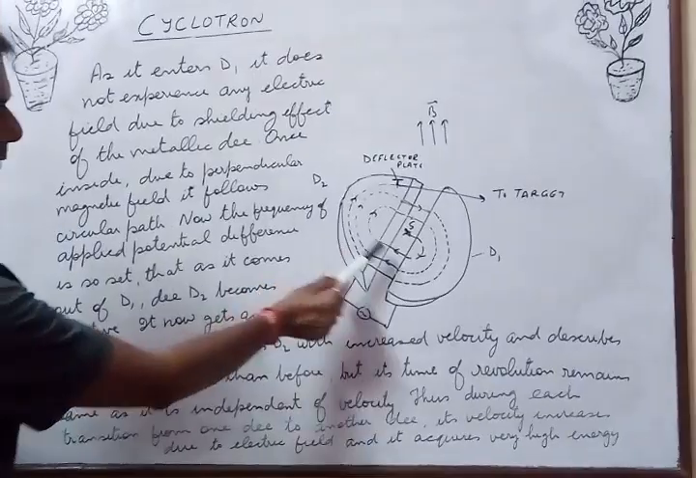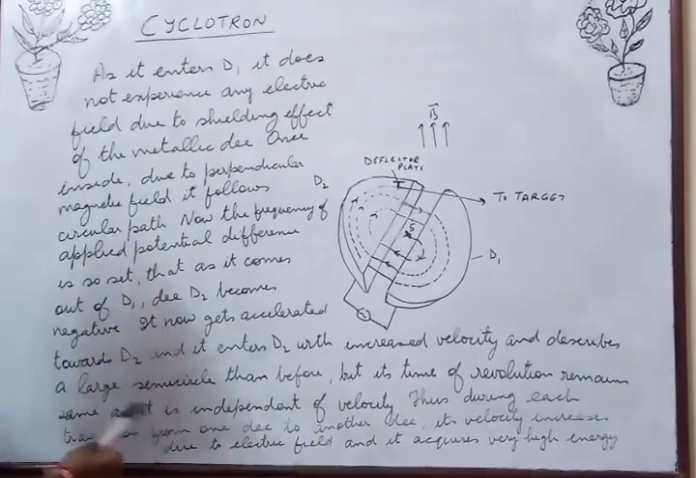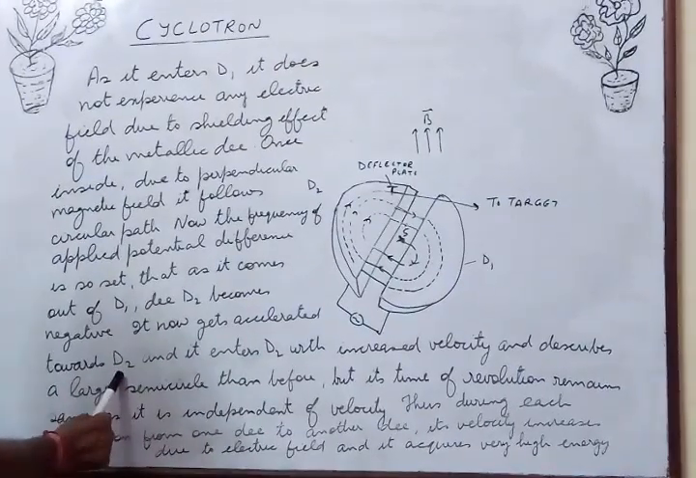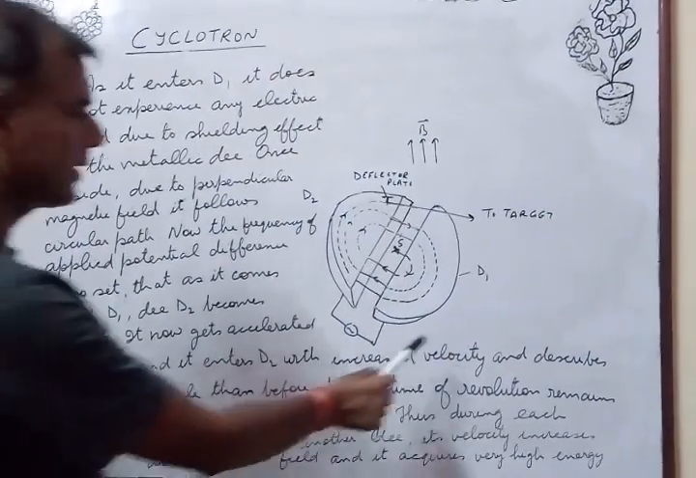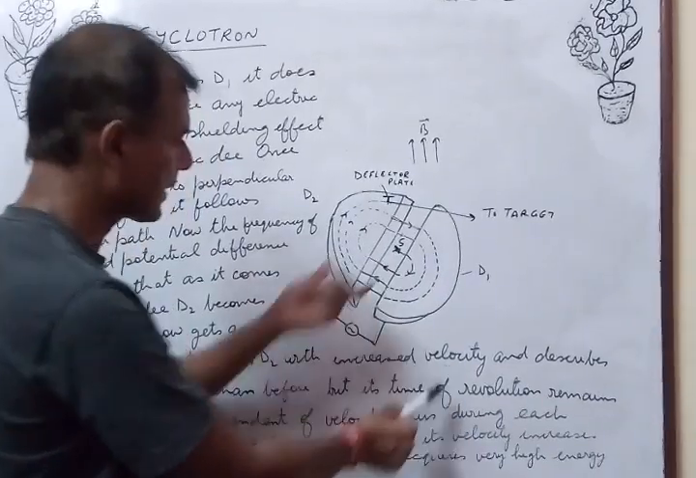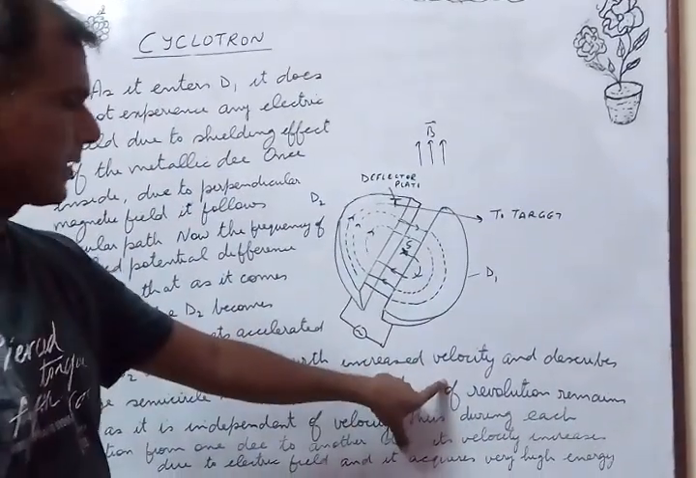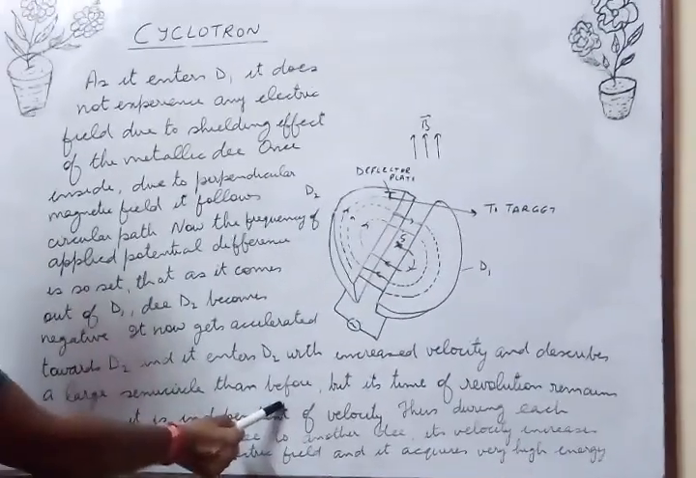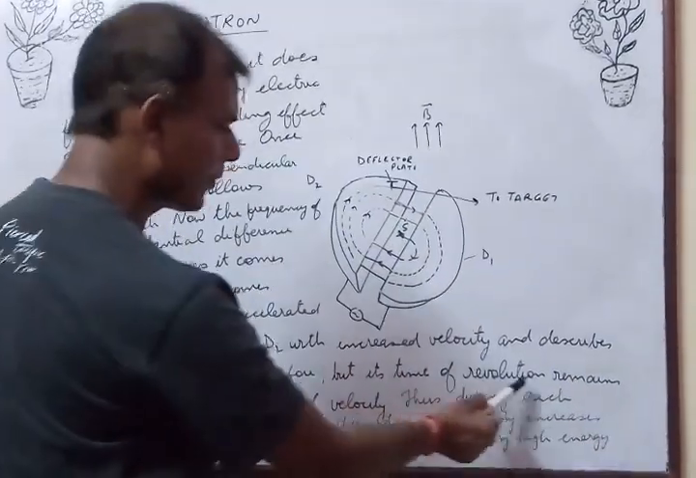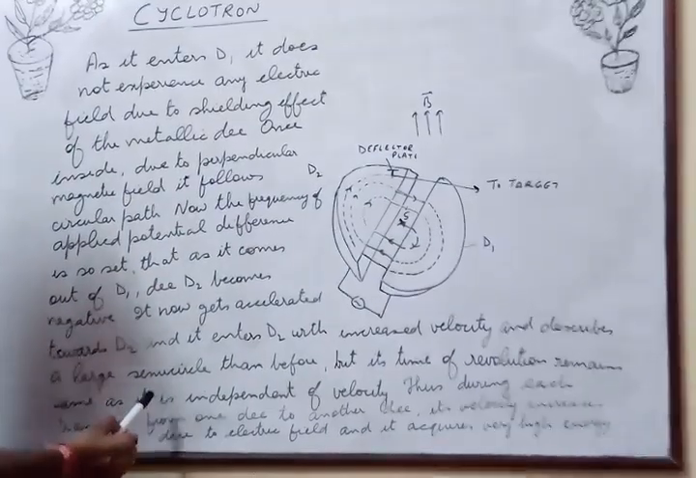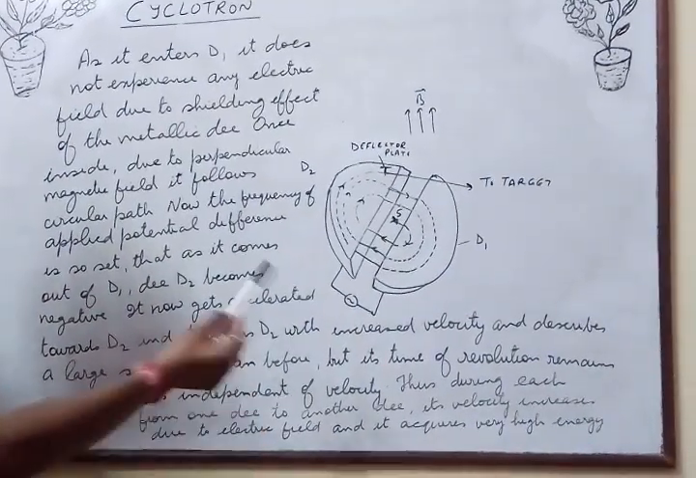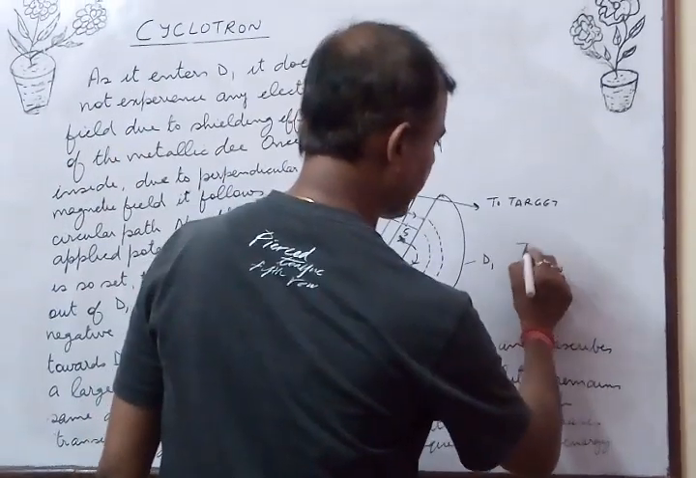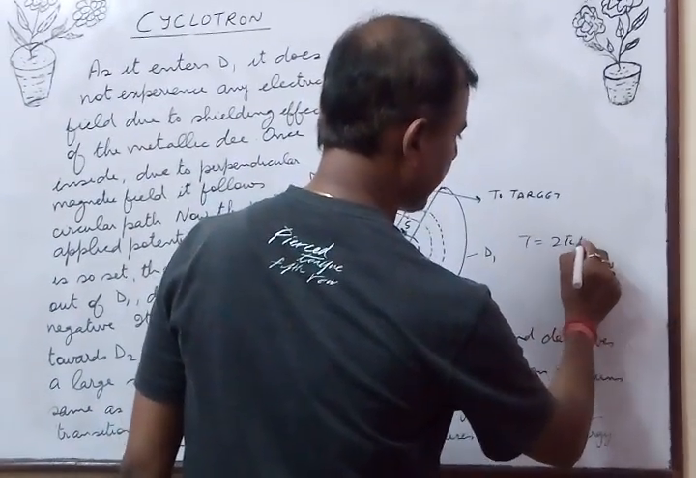Once it becomes negative, what will it do? It will attract the charged particle. It now gets accelerated towards D2 and enters D2 with increased velocity. Because of this electric field, its velocity increases and it describes a larger semicircle than before. But its time of revolution remains the same as it is independent of velocity. The time period is 2 pi m upon qB.